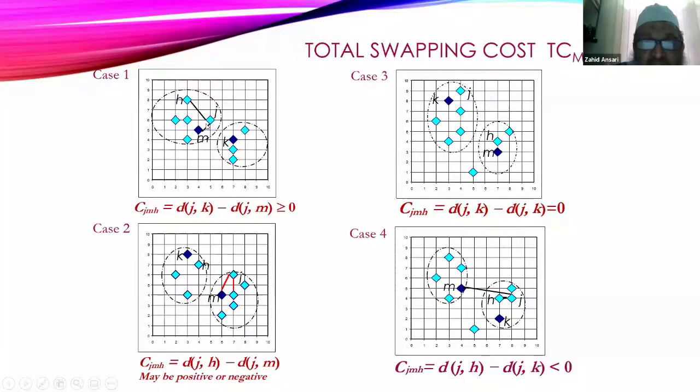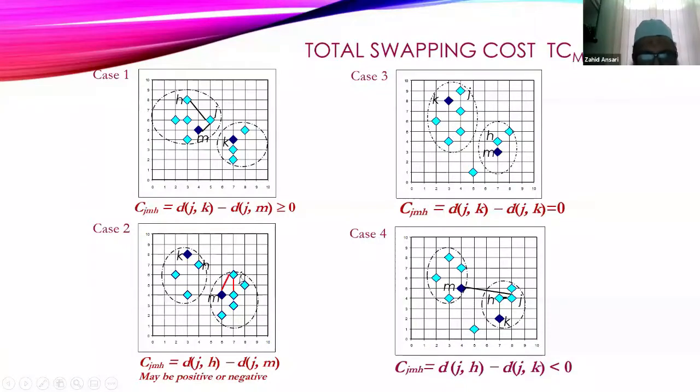That's why it was assigned to m. Now it is going to k, right? So basically some error we are introducing to this. So basically we are introducing some cost in this kind of scenario. Similarly, there are other scenarios also. For example, the J is in the same cluster as M.